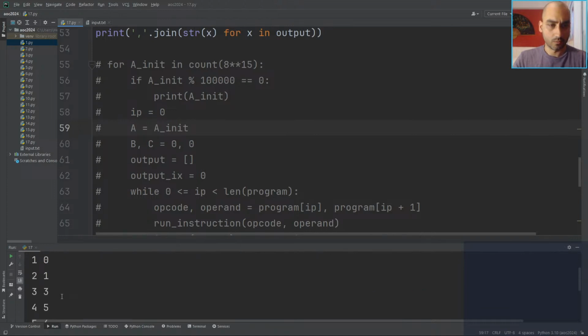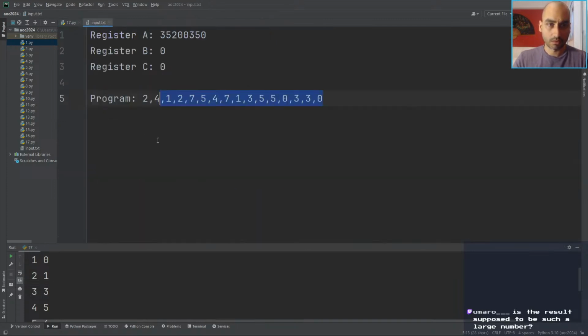0, 1, 1, 0, 2, 1, 3, 3. Is the result supposed to be such a large number? Yeah. Because if you want to output that many things in your output, and A divides by 8 each time it outputs something, then it would have to be at least 8 to the power of 16 or so, 8 to the power of 15.